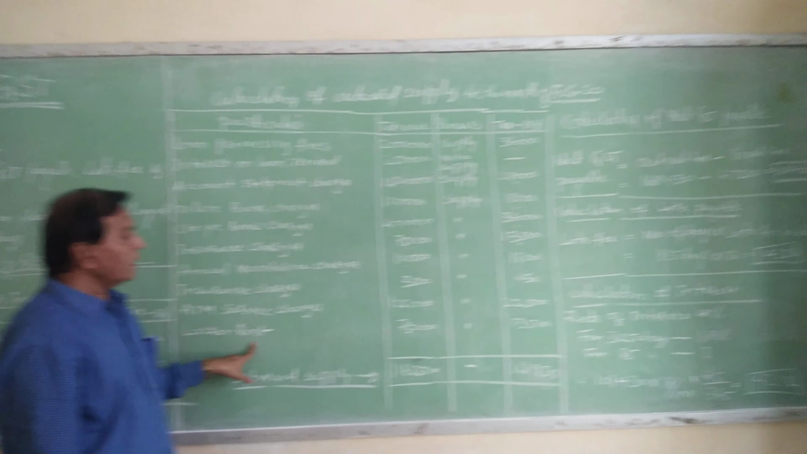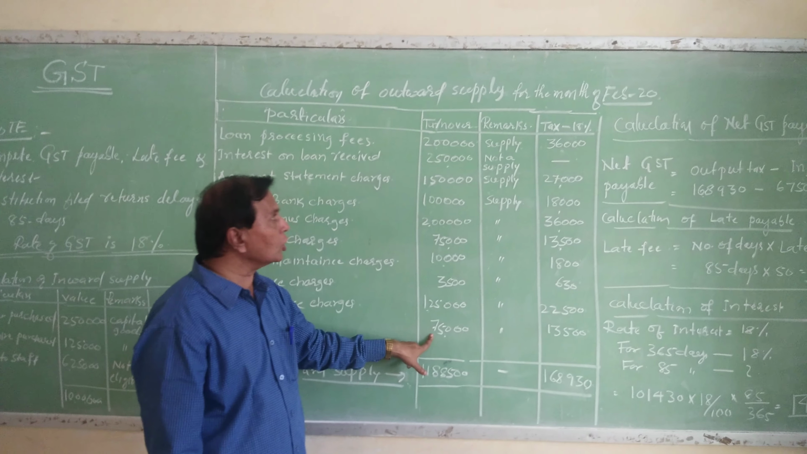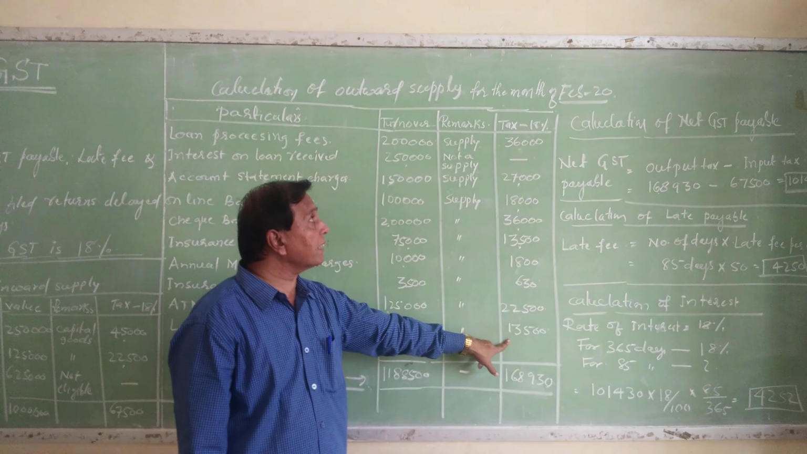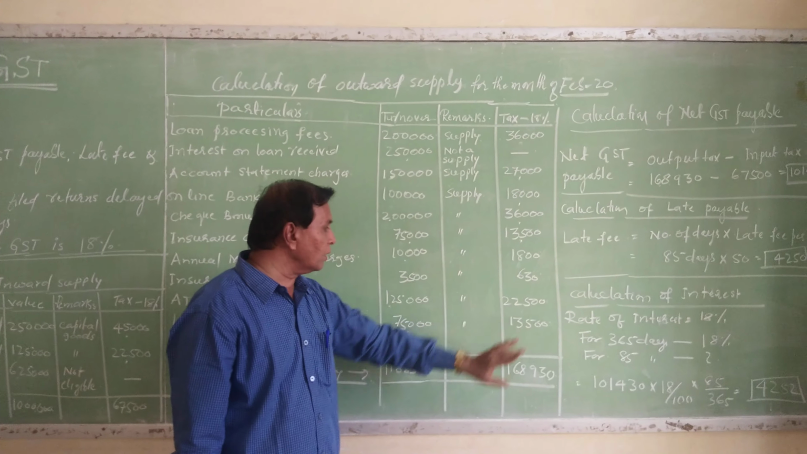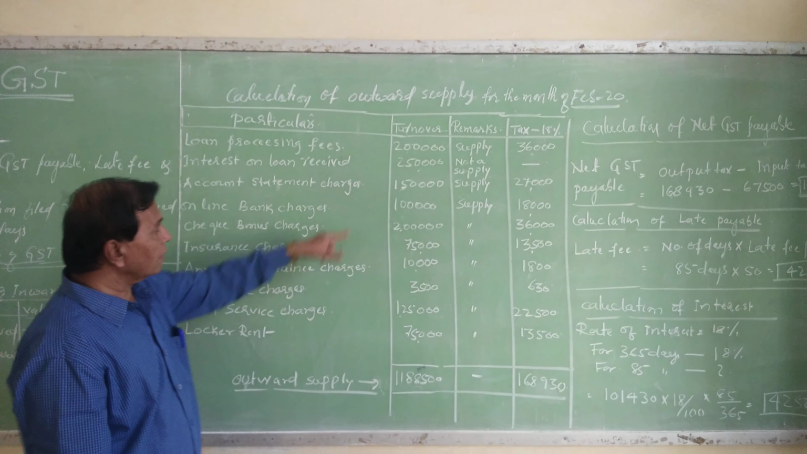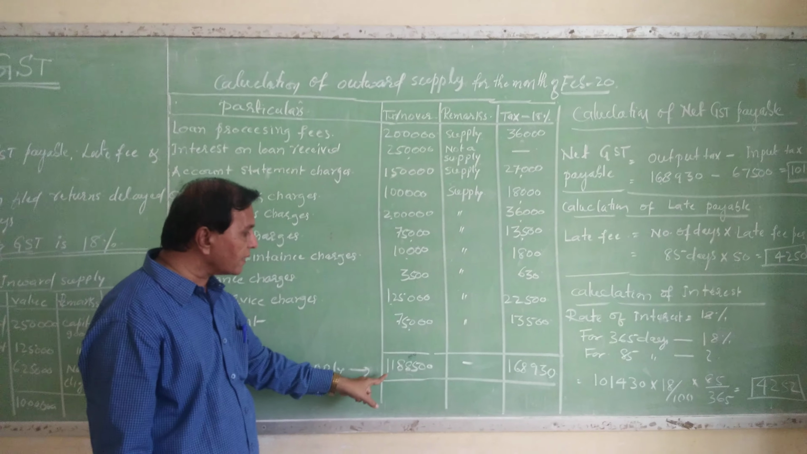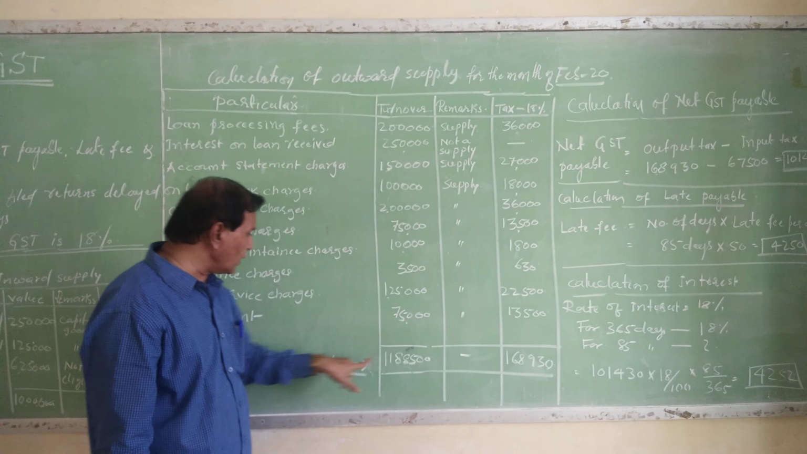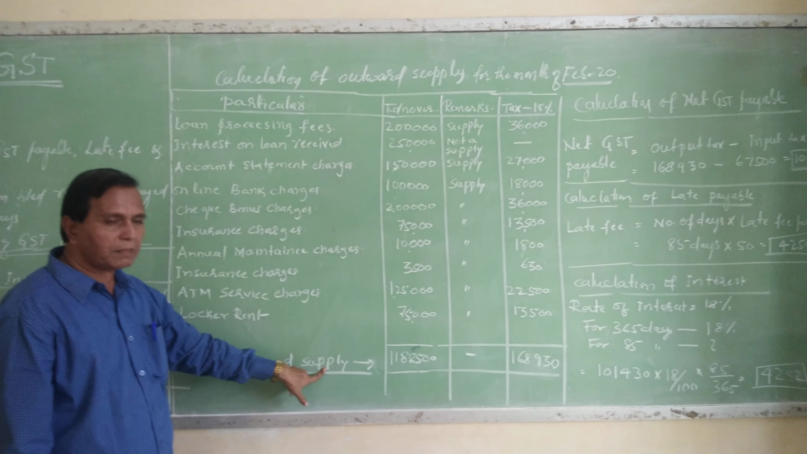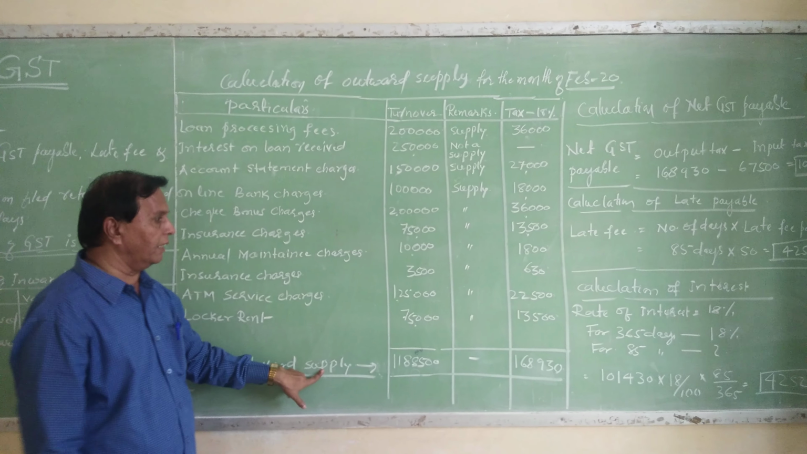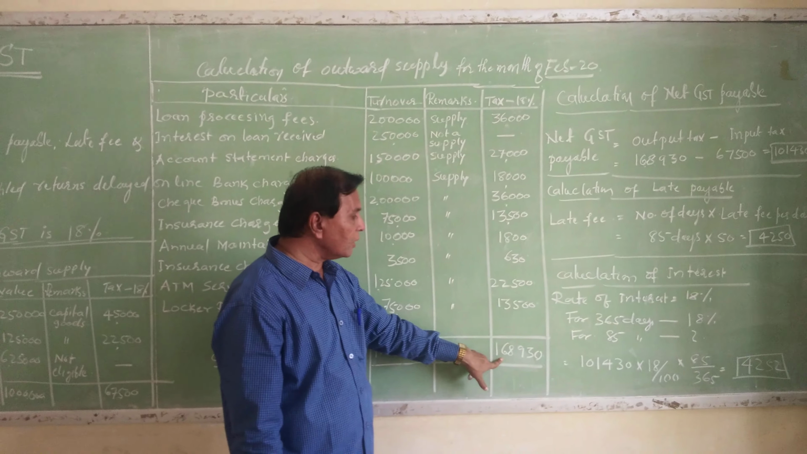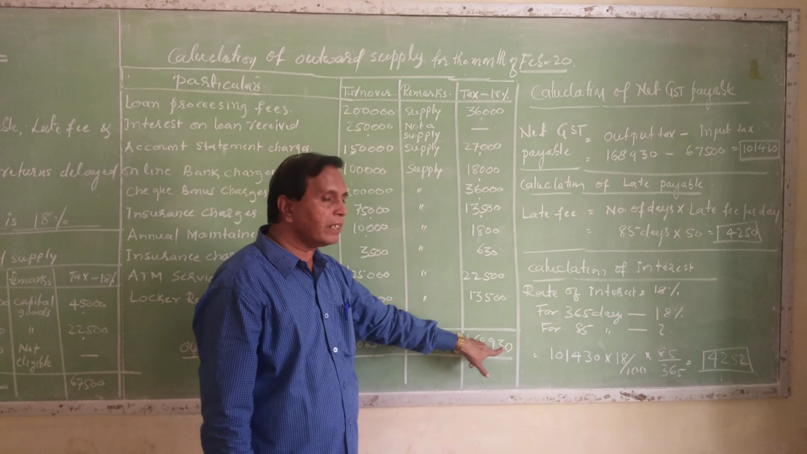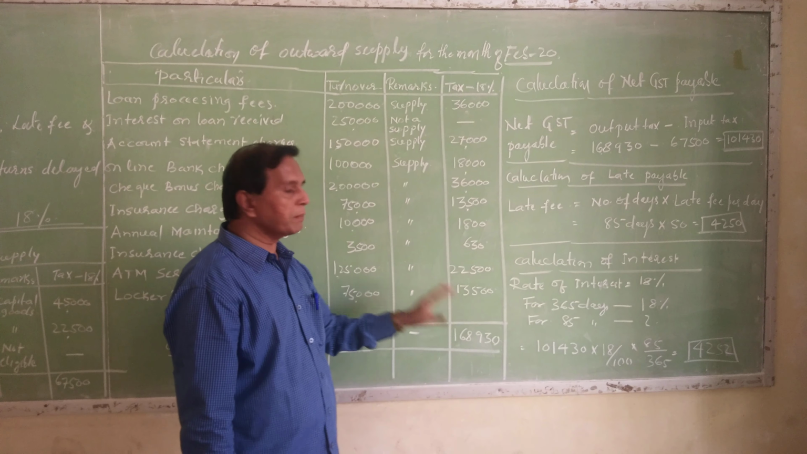Locker rent, and it is 75,000 as the turnover, and the demand is treated as a supply, and 18% tax as 13,500. Here the total turnover is 11,88,500. This is known as outward supply, that means sales made by the registered dealer, and the total tax charged by the tax officer is 1,68,930 at the rate of 18%.